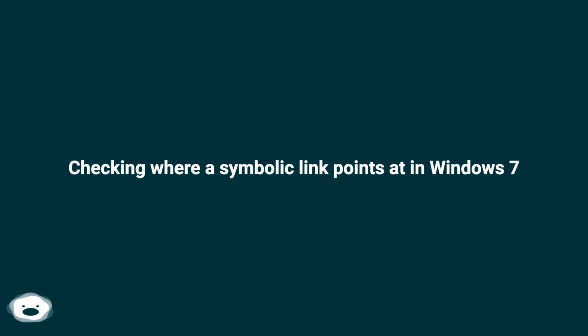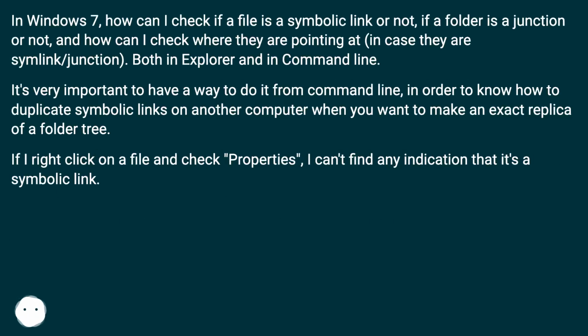Checking where a symbolic link points at in Windows 7. In Windows 7, how can I check if a file is a symbolic link or not, if a folder is a junction or not, and how can I check where they are pointing at, in case they are symlink/junction? Both in Explorer and in command line.